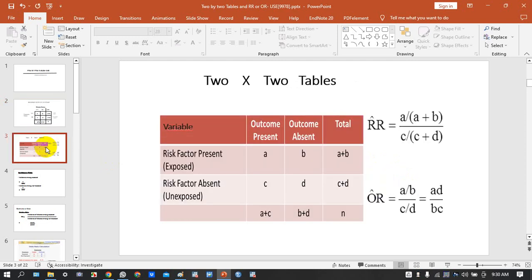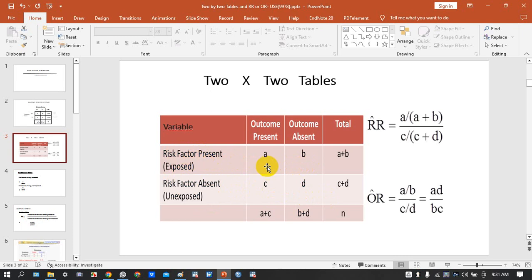In the 2 by 2 table, we have the outcome. Anytime you see outcome, it is the disease. So the outcome present is the disease present. Outcome can also be mortality. Like I said in the previous lecture, outcome can be morbidity. Morbidity is the disease. Mortality is death. So outcome can be disease or death. And outcome absent means the disease was absent. So for the risk factor present, those who were exposed are this row, and those who were not exposed are this row.